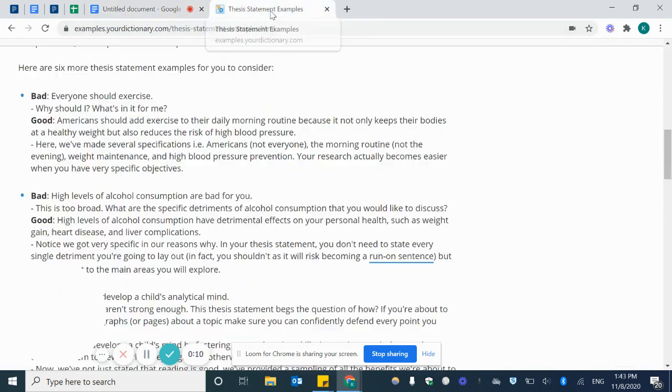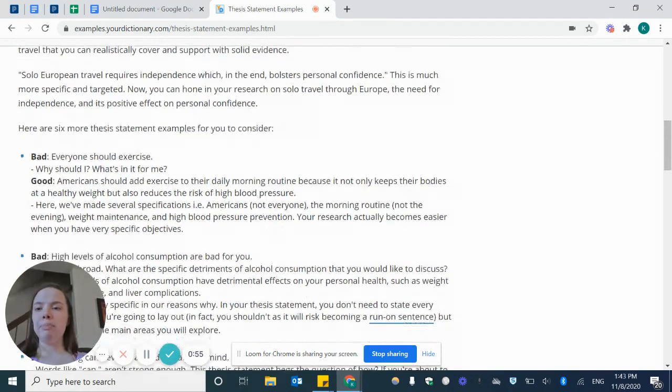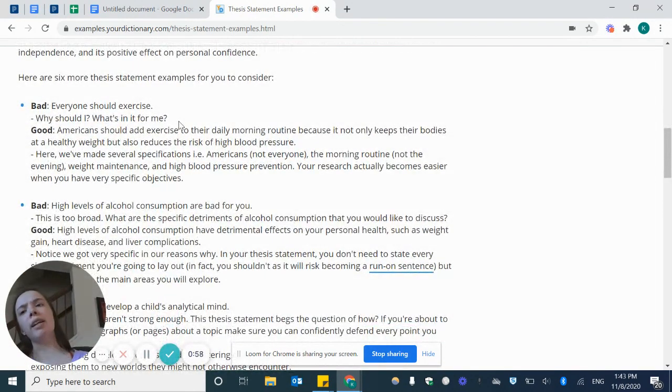And so the thesis statement, I have a couple of examples here for you to look at, bad examples and good examples of thesis statements. So let's look at one of these. Here's one that says everyone should exercise, which is kind of vague. It doesn't really give me a good main point. It's kind of boring. You can see the person asks, why should I? What's in it for me?